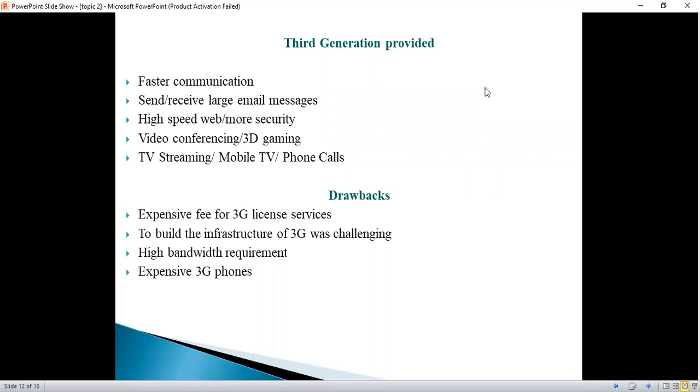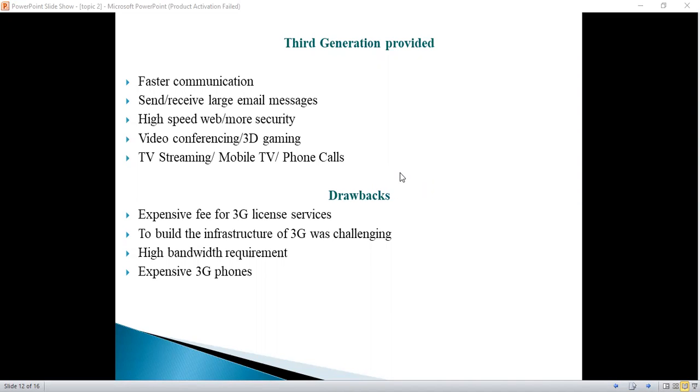So in 3G you have faster communication, and since you are using WCDMA, as I've told you, you have faster communication than the previous generations. You can send more data at a time, with high speed and more security. Video conferencing and gaming are all possible through 3G. Now you have these drawbacks.